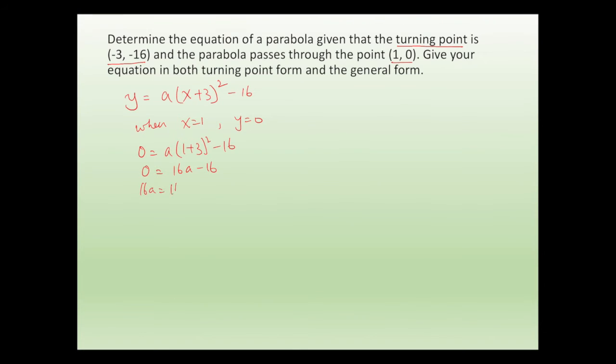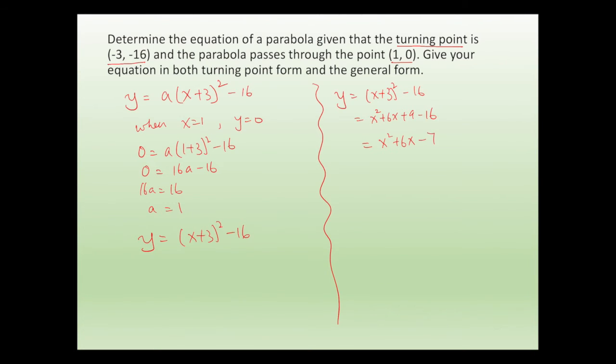16a equals 16, therefore a equals 1. So in the turning point form, y equals (x plus 3) squared minus 16. For the general form, we need to expand that. y equals (x plus 3) squared minus 16, which equals x squared plus 6x plus 9 minus 16. Therefore, x squared plus 6x minus 7. That is the general form.